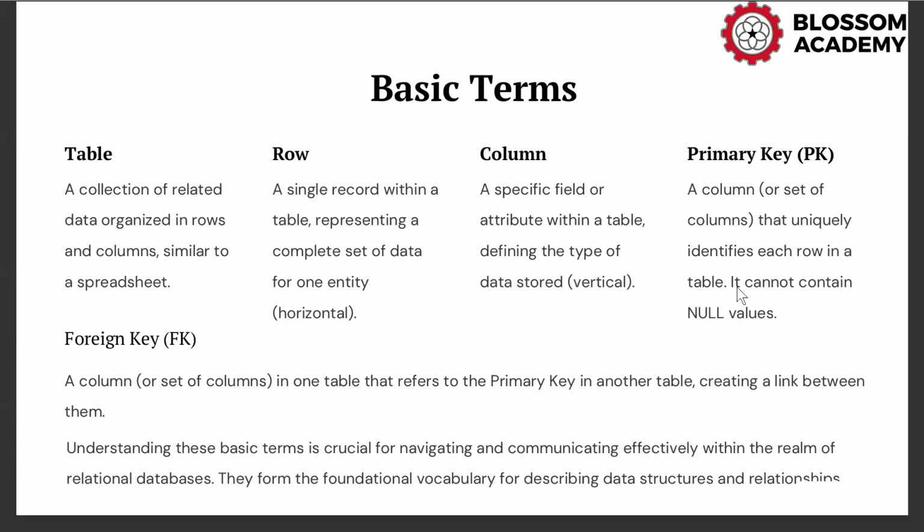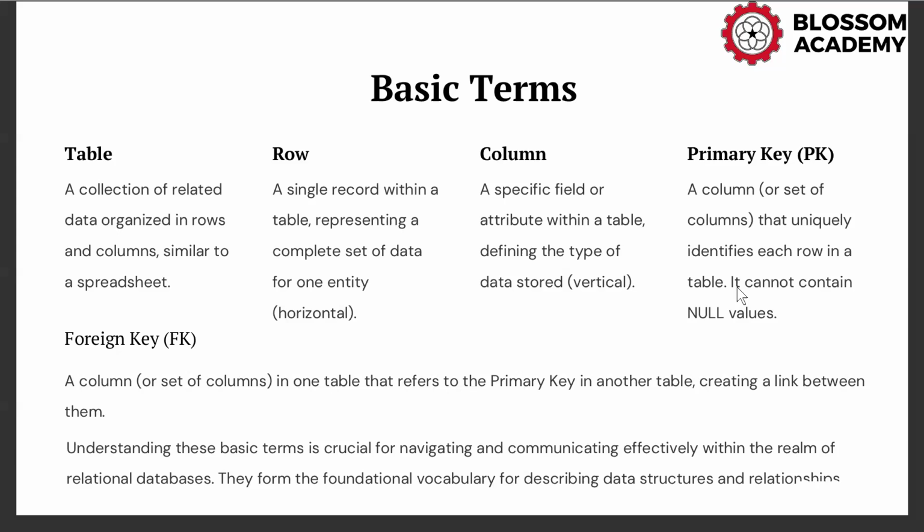Now there's something called a primary key. Like I said, a table is a collection of related data organized in rows and columns. Once you have your data in a structured format, the reason it's called structured data is because you have your data in rows and columns. The moment you mention rows and columns, you're referring to a table. A row is a single record. A column would mean a field or an attribute.